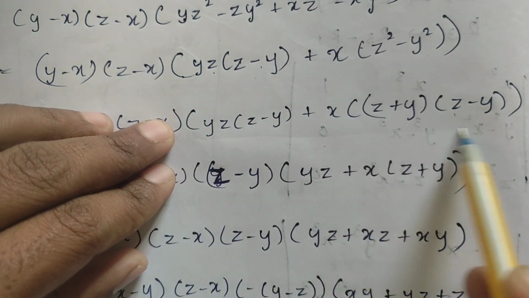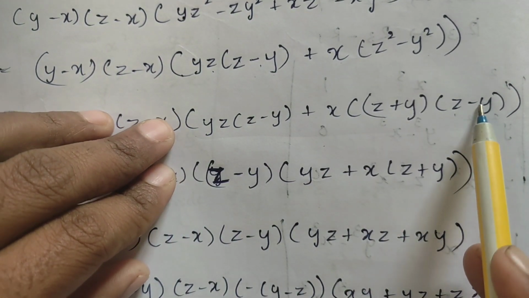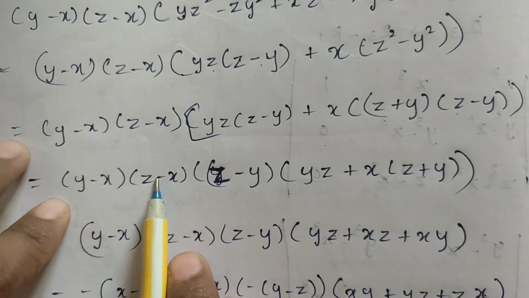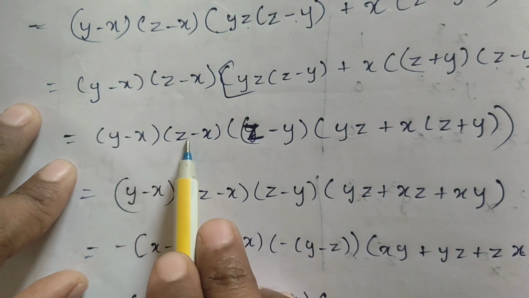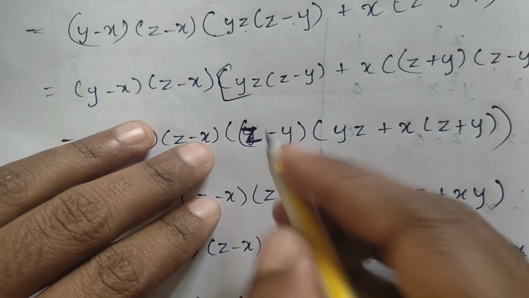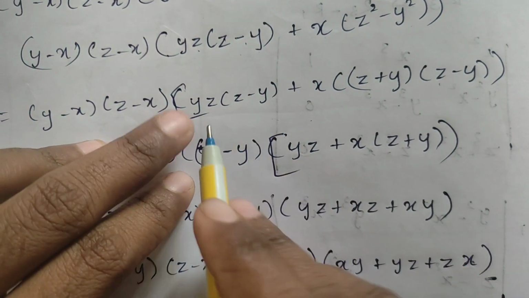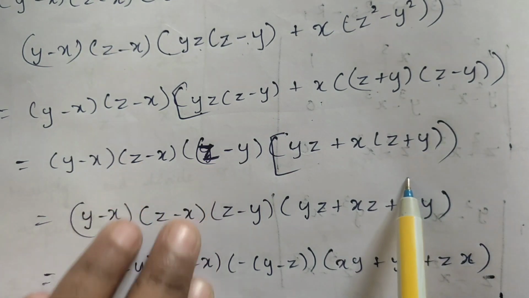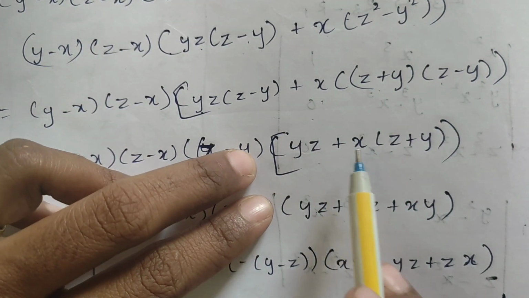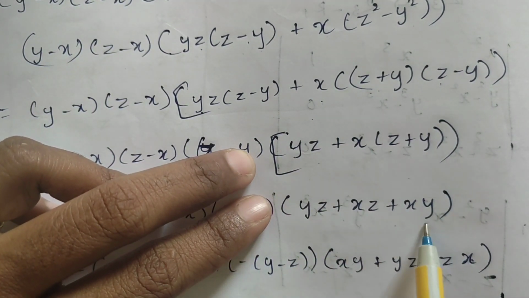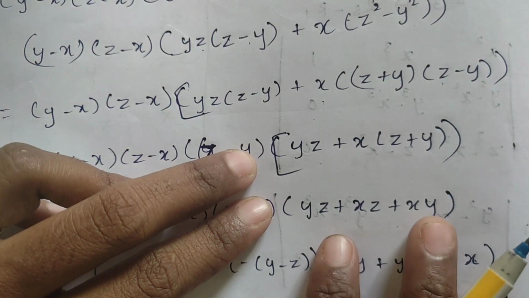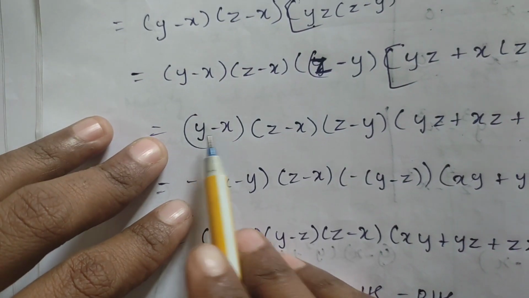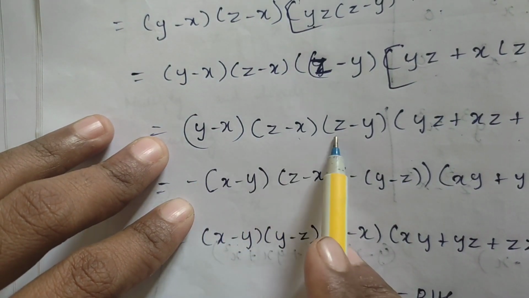Now from these two terms, z minus y is common. So z minus y is taken out. If I take z minus y out, it will come here: y minus x, z minus x, z minus y into whatever: yz plus x into z plus y. Now simplify this: yz, xz plus xy is here. So the three terms we have got. The rest here is y minus x, z minus x, z minus y.